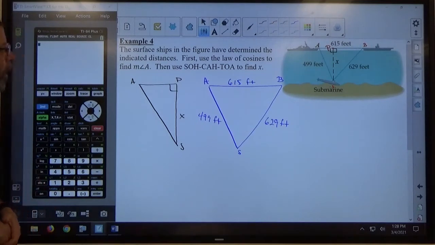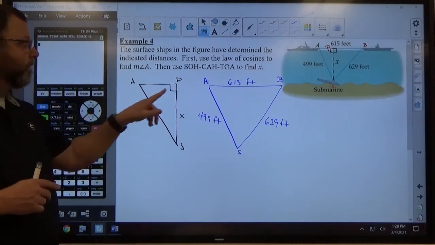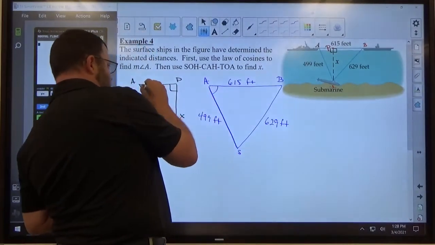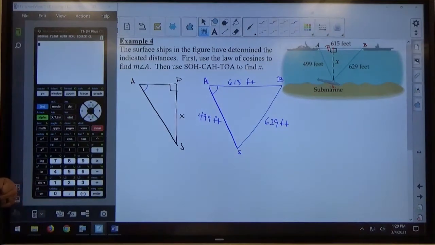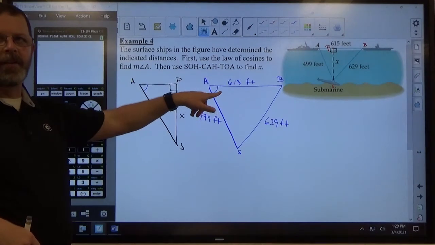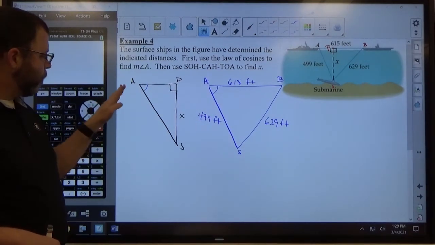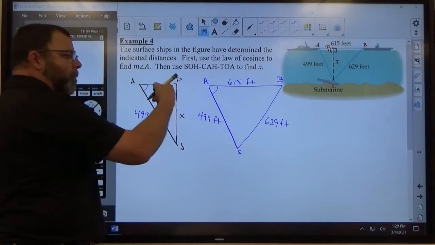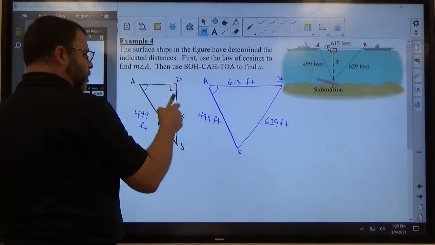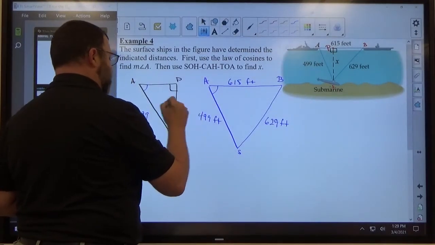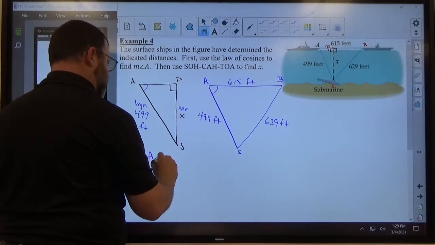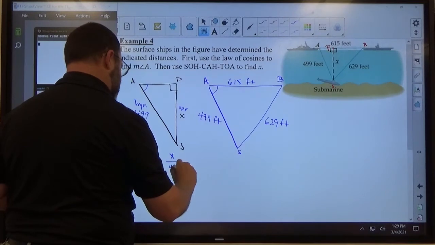All right, so looking at this, this is a side setup. Angle A is over here in this corner, and it matches the angle A in this right triangle. The strategy they're telling us to employ is to use the law of cosines to figure out what angle A is. Once we know angle A, we have the hypotenuse, which is 499, and we're trying to find the opposite. This is the opposite side to A, and this is the hypotenuse of the triangle. So sine of A has to equal opposite over hypotenuse.